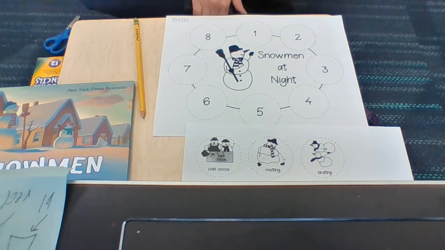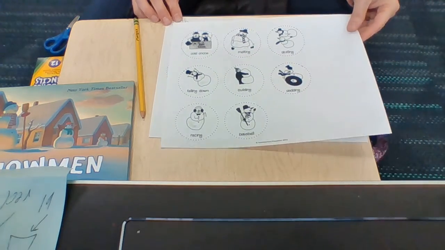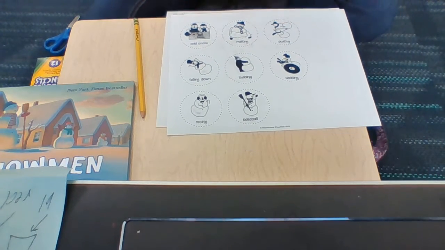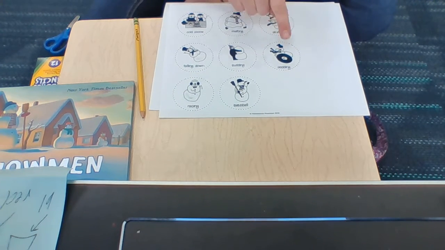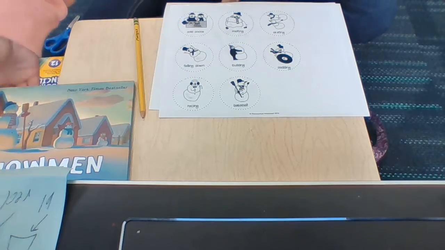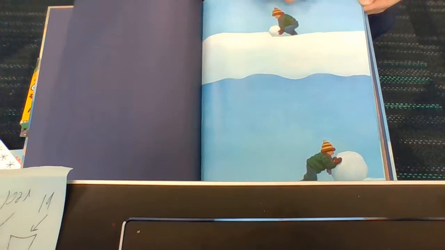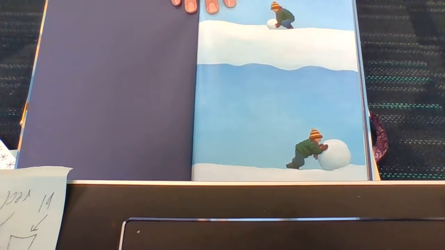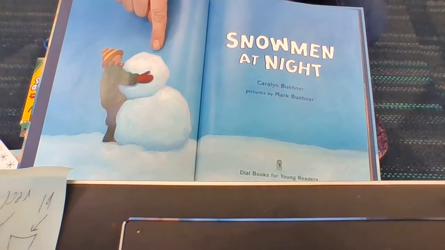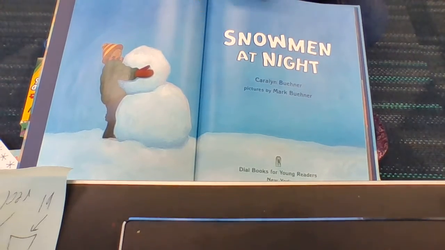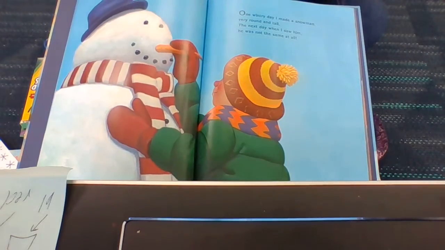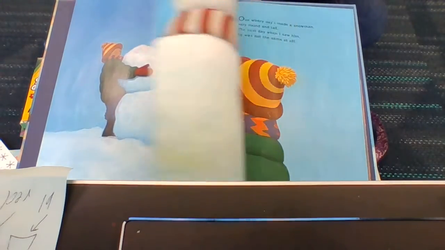Okay, so what do you think happened first in the story? We have cold cocoa, melting, skating, falling down, building, sledding, racing, baseball. So we need to find evidence in our book. What is he doing there? He is building the snowman, isn't he? There he is building the snowman, right? So that happened first, even though the story didn't start yet. It's before the words begin.